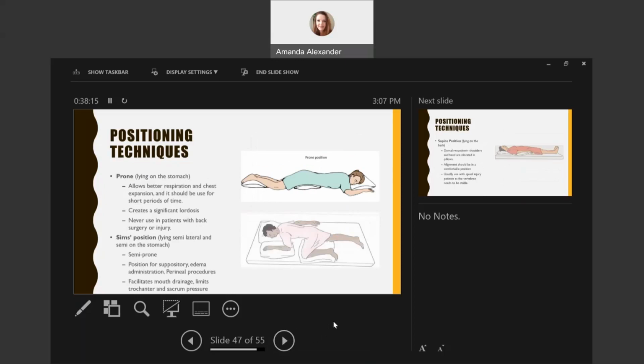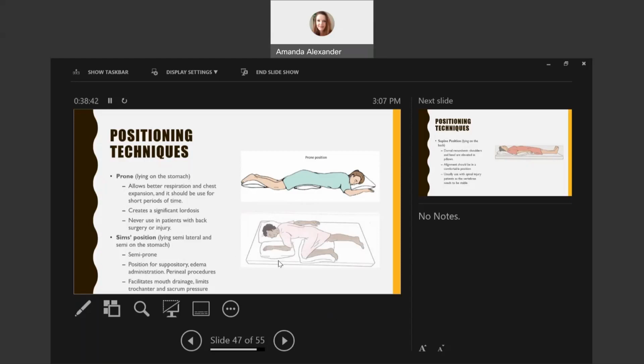The prone position has become very common lately with our COVID patients. It's used for postural drainage. It allows for better respiratory and chest expansion. It creates significant lordosis in the back, so placing a pillow under the hips is a good idea. Never place a patient that's had surgery on the back in this position, though.